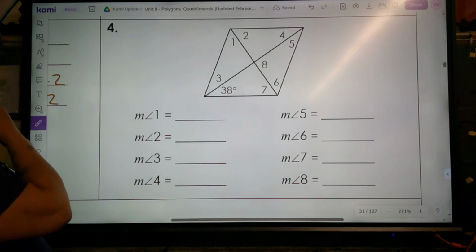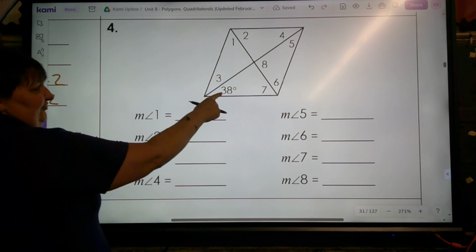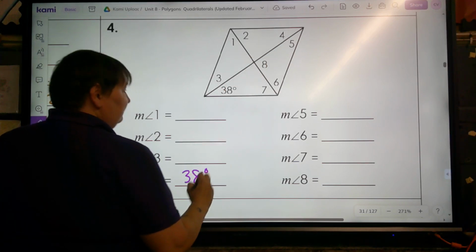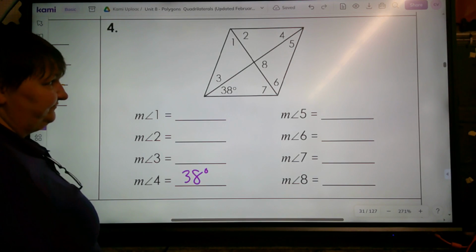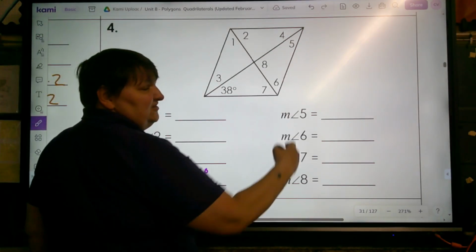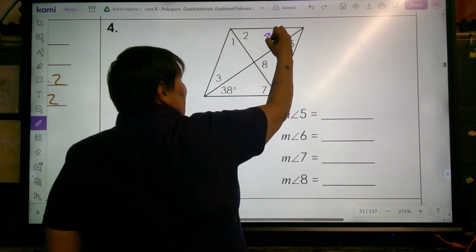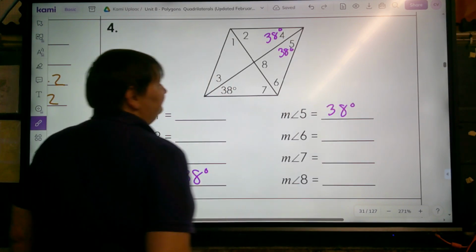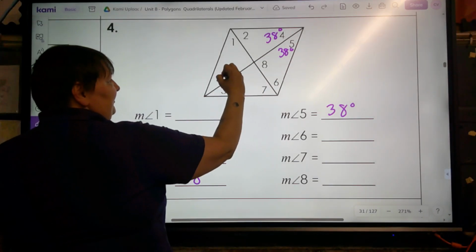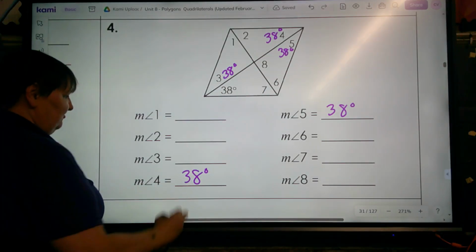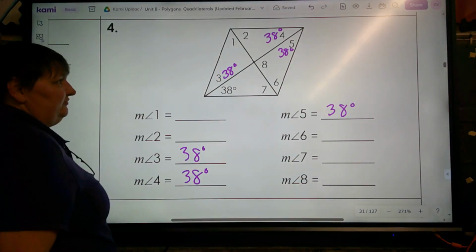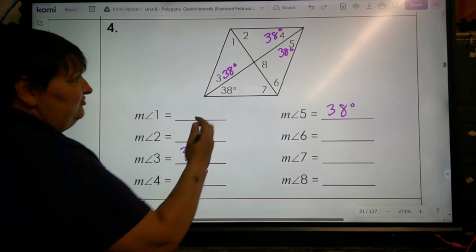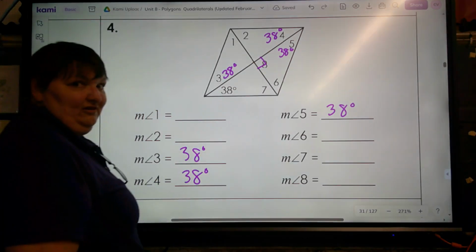Let's go with what we know and work our way from there. If this is 38, alternate interior angle says 4 is 38. We're still dealing with a rhombus, which means our diagonals bisect. So if 4 is 38, 5 has to be 38. If 5 is 38, 3 has to be 38. Alternate interior angles. We've already got a good start. We also know that the diagonals create 90-degree angles, the perpendicular, right?